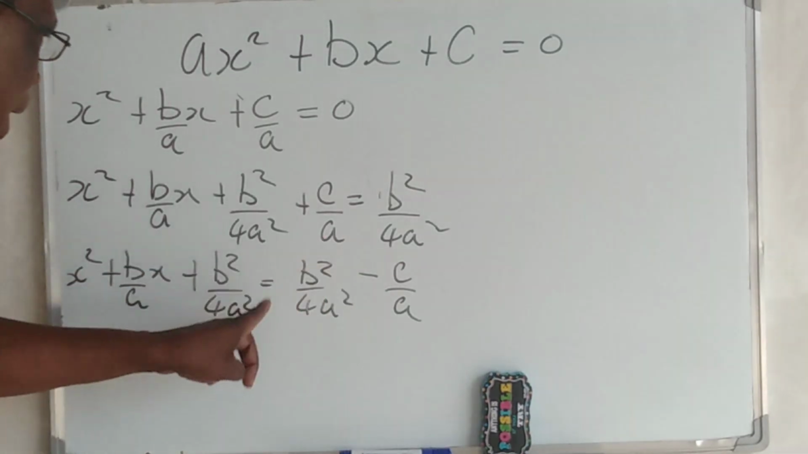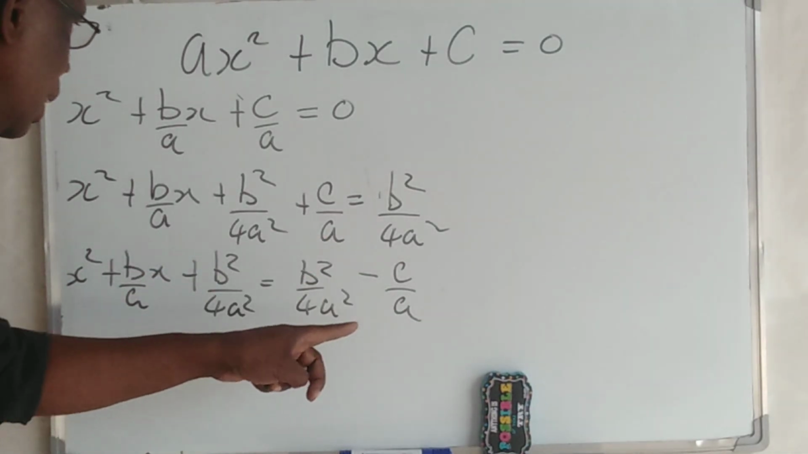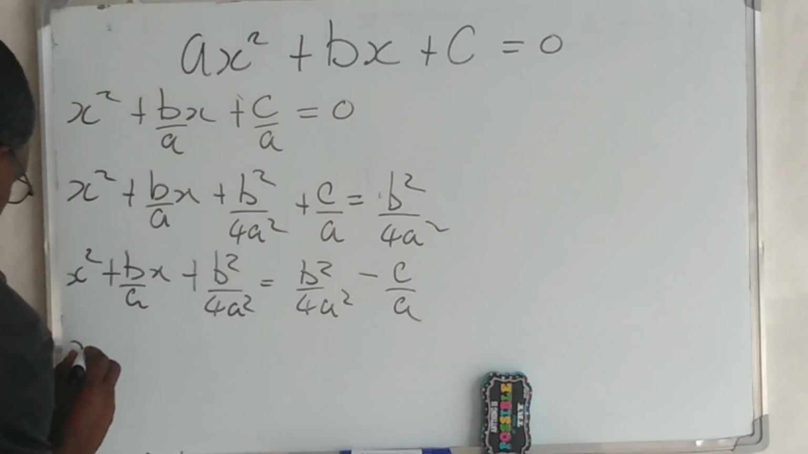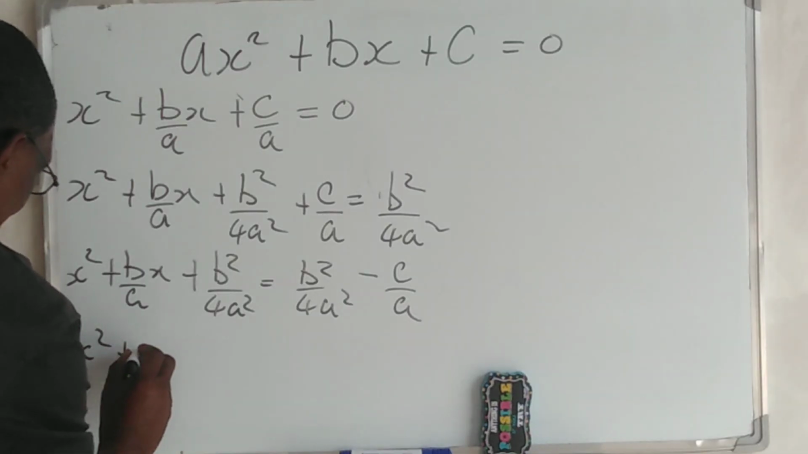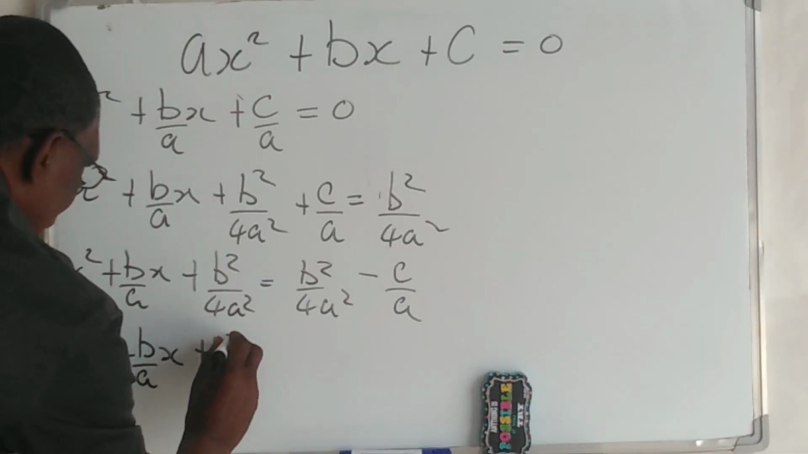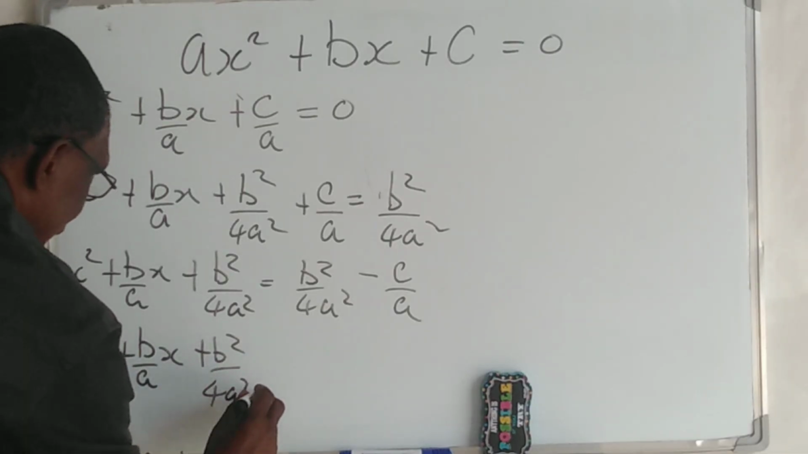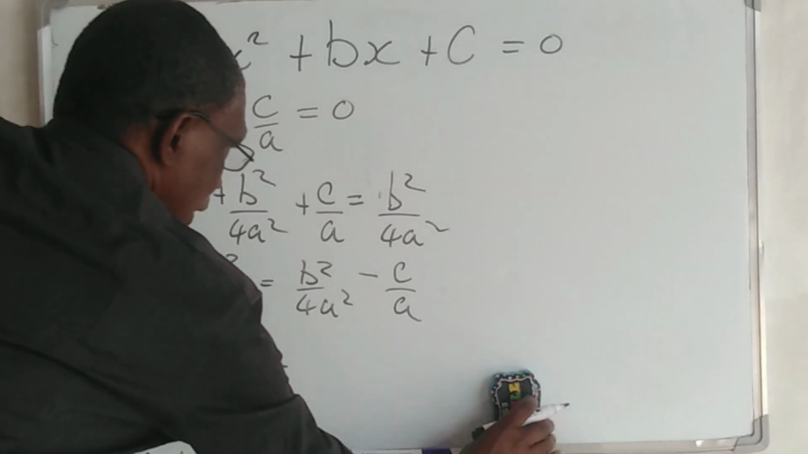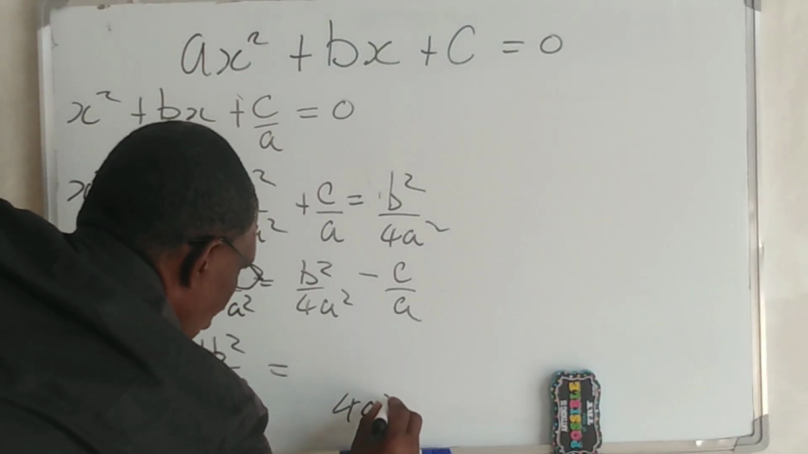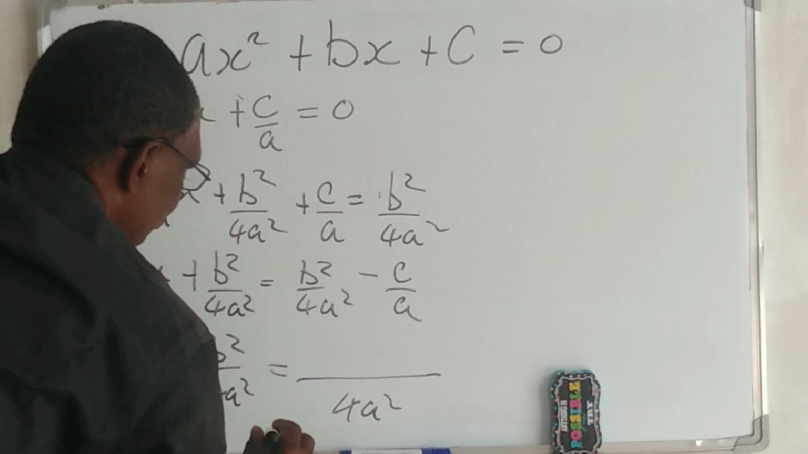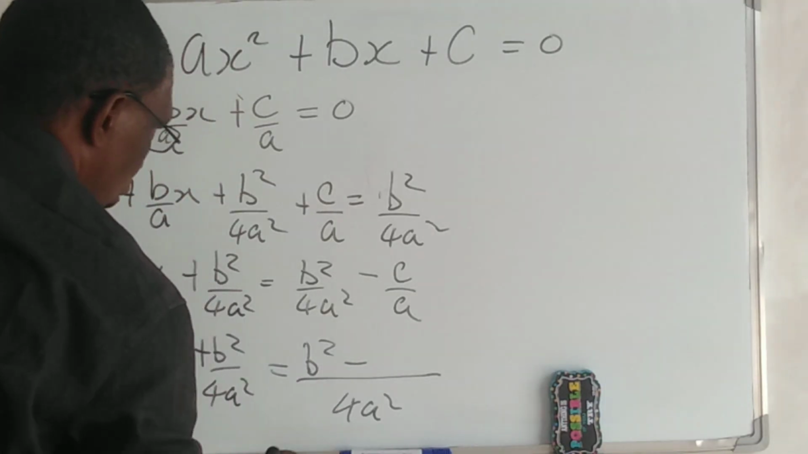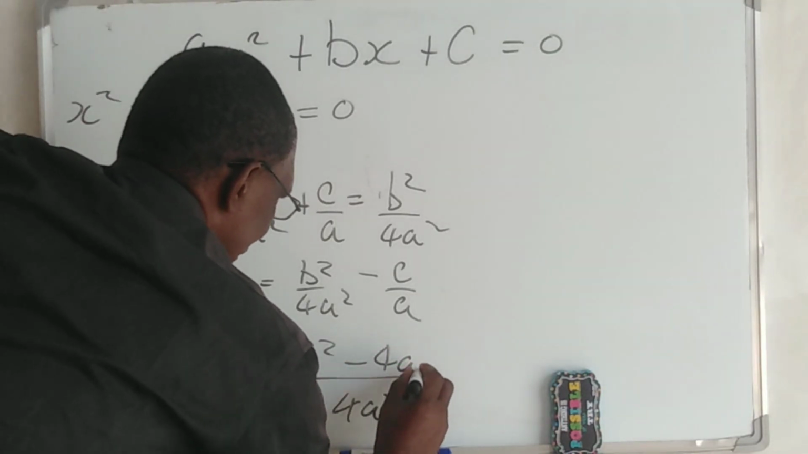Let's sort this one out by putting it all under the common denominator 4a squared. So we will have x squared on this side plus b over a x plus b squared over 4a squared is equal to, let's get this out of the way, it will be our 4a squared, the common denominator. Up here, it's b squared. Here, it's going to be 4ac.